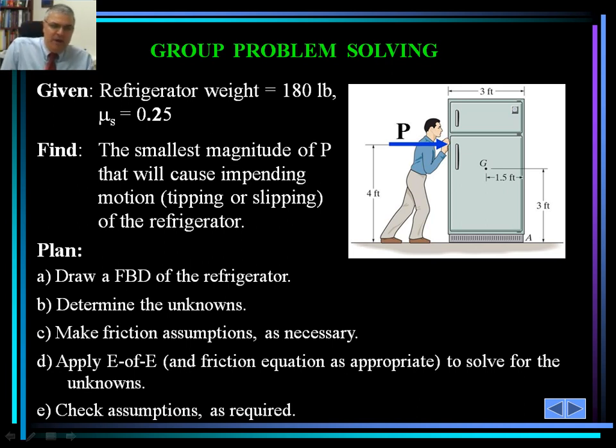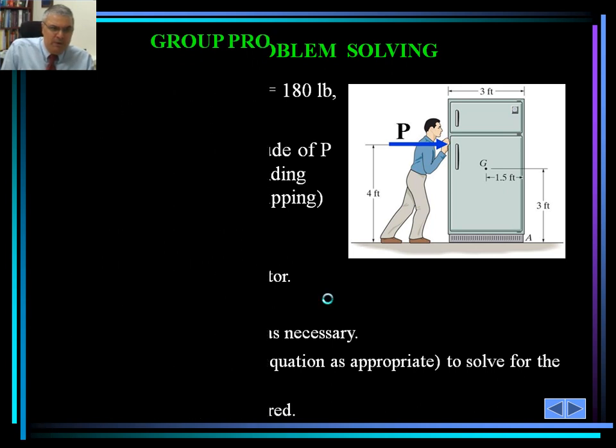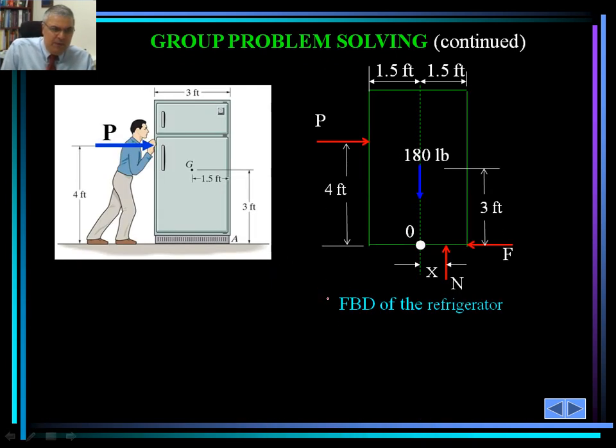So the plan is we're going to draw a free body diagram of the refrigerator. We will determine the unknowns. We make any friction assumptions if we need to. Then we will apply the equations of equilibrium. And of course, the friction equation is appropriate to solve for the unknown. And we will check the assumptions as required. Very similar to what we did in the previous problem.